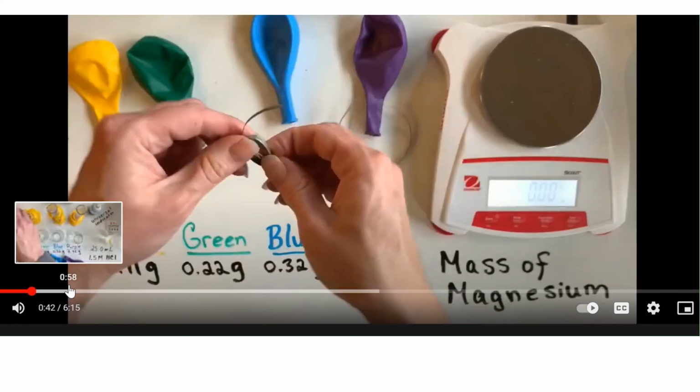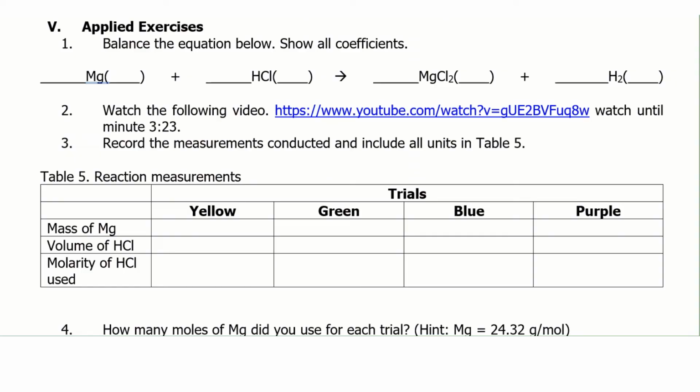So what you're going to do is record that in table 5. So there's a certain amount of magnesium added into the yellow balloon. So that's what these colors refer to. They refer to the balloons. And then a certain amount for green, blue, purple, all which you can see in the video. So I'm going to let you record that.